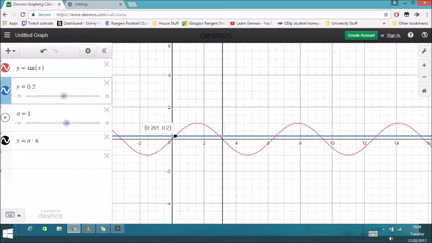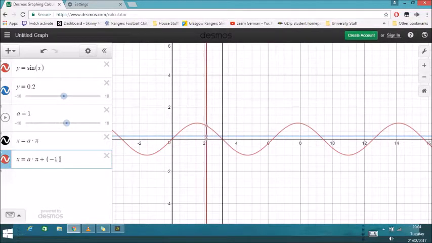Right, so the first one is about 0.2 above 0 pi, then the next one will be 0.2 below pi. So here's some of the values. I'll just plug in the general solution here.